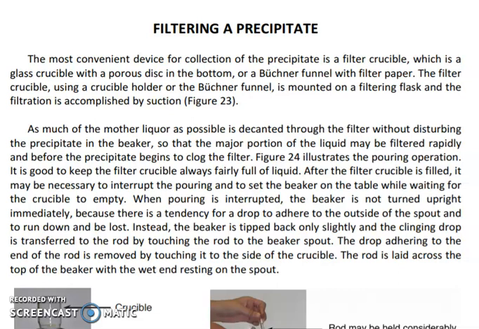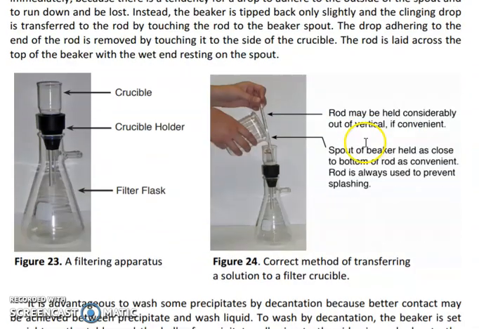You know my friend, the most convenient device for collection of the precipitate is a filter crucible. You know filter crucible? I will show you later, which is a glass crucible with a porous disc in the bottom, or a Buchner funnel with filter paper. The filter crucible, using a crucible holder or crucible funnel, is mounted on a filtering flask and the filtration is accomplished by suction. So first you see this setup.